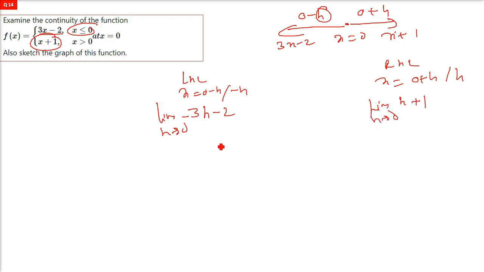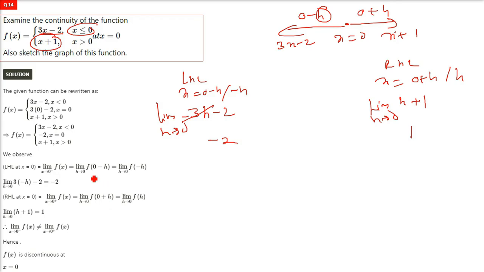So what do you get? You get negative 2 here. On the right hand side, you get a 1. So what do you see? Negative 2 and 1 are not equal. That means the function is discontinuous at x equals 0.